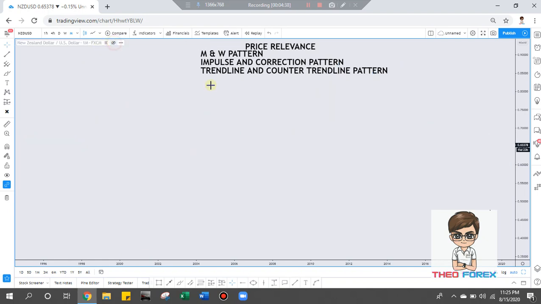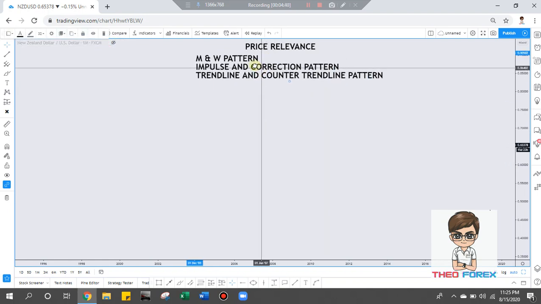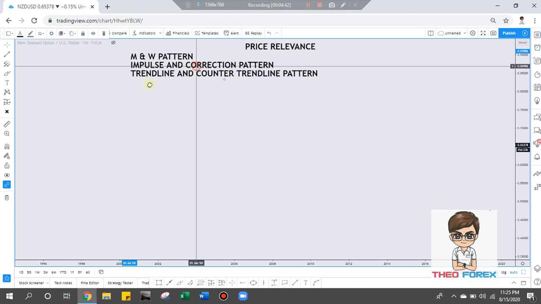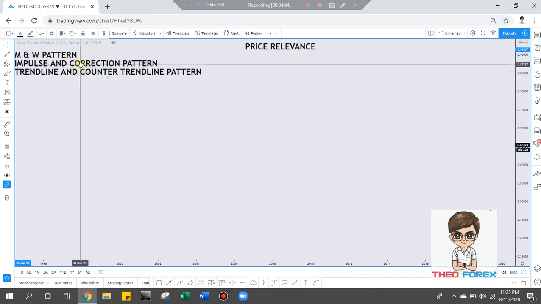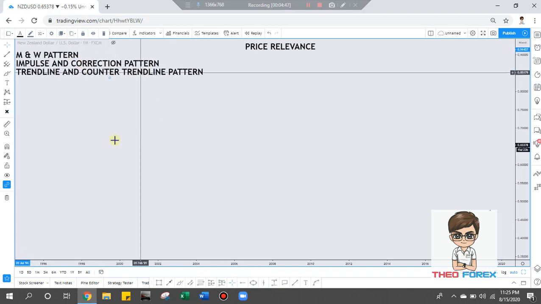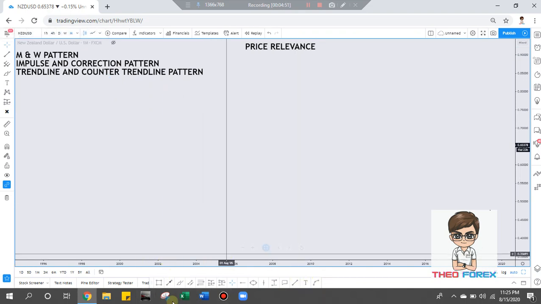So let's talk about how he trades. So I said he trades M and W patterns, impulse and correction, then trend line and counter trend line. Let's talk about them diagrammatically. So M and W pattern, what are M and W patterns? These are, how would I put it, institutional patterns, yes, institutional market patterns, which we all commonize. But truth be told, it's not a regular chart pattern, it's an institutional chart pattern.